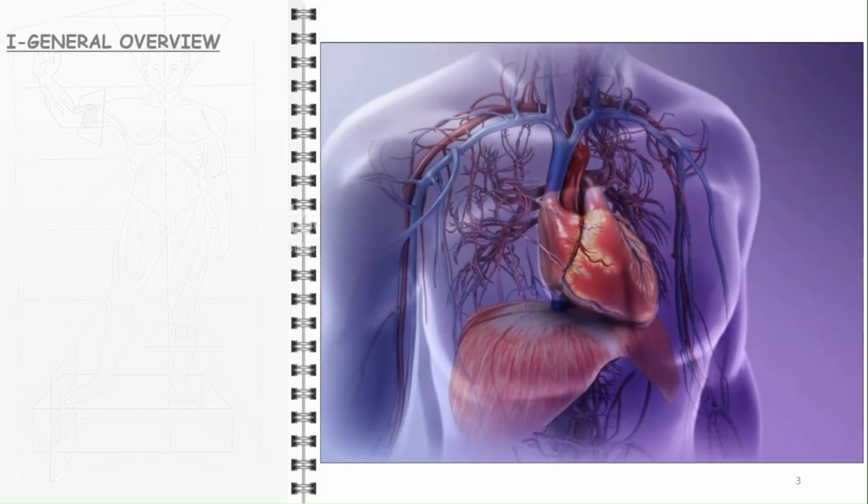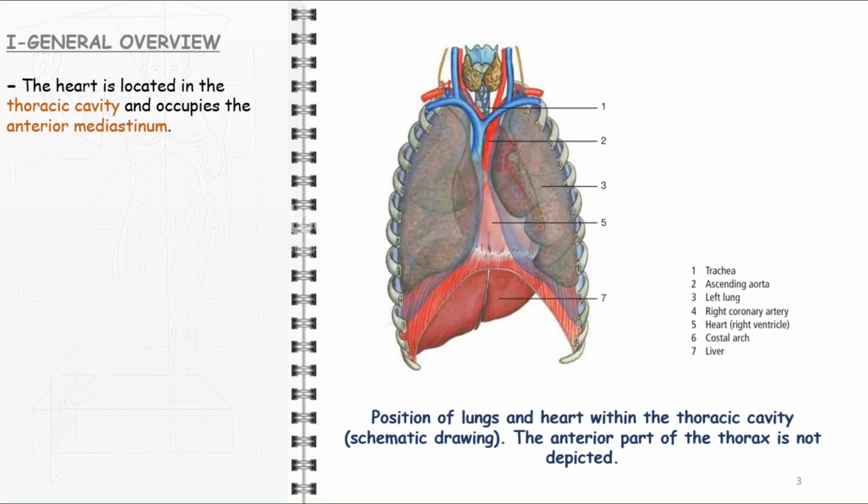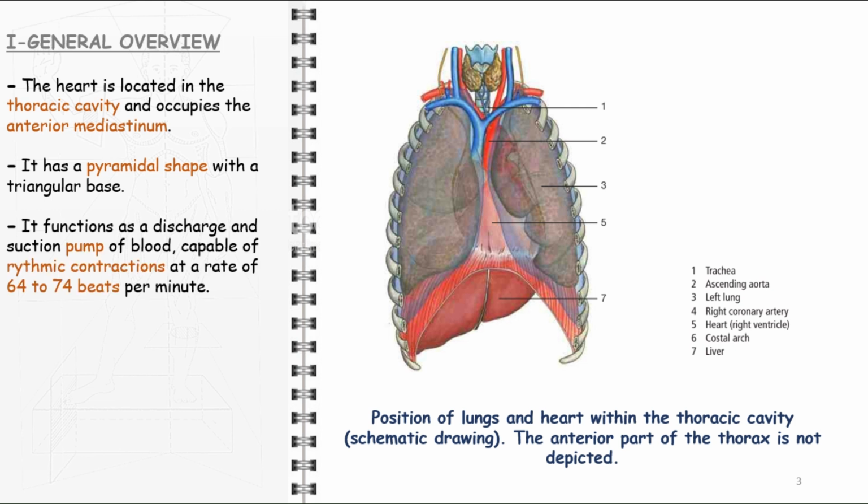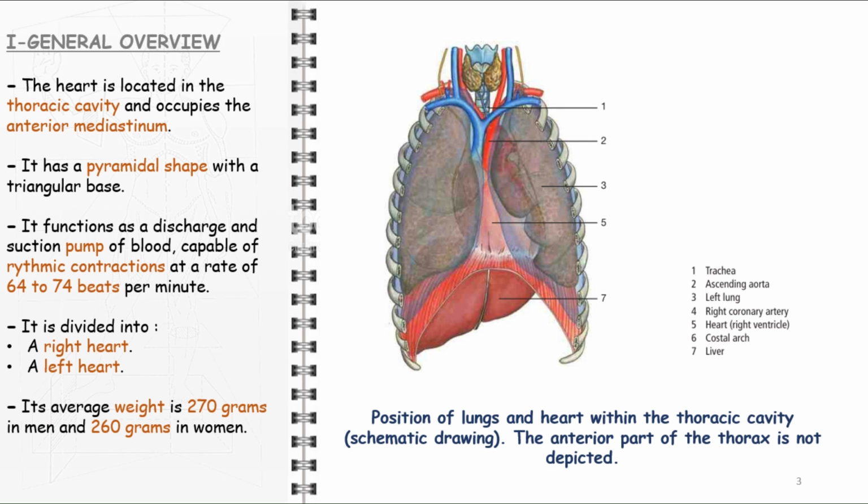The heart is located in the thoracic cavity and occupies the anterior mediastinum. It has a pyramidal shape with a triangular base. It functions as a discharge and suction pump of blood, capable of rhythmic contractions at a rate of 64 to 74 beats per minute. It is divided into a right heart and a left heart. Its average weight is 270 grams in men and 260 grams in women.